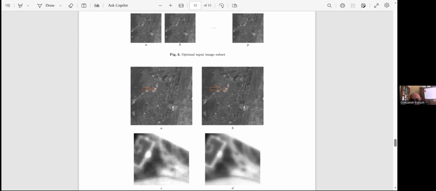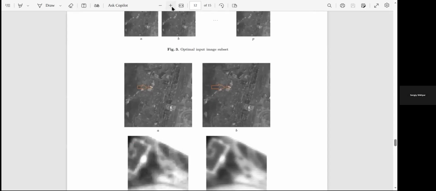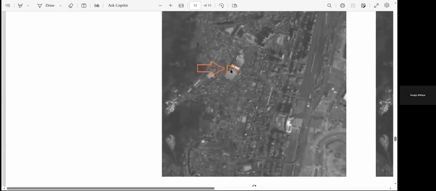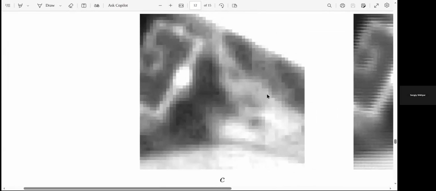So, where is... what is the red arrow? What is the red arrow? Well, I try to maximize. This is a small fragment, and this is the fragment magnified.